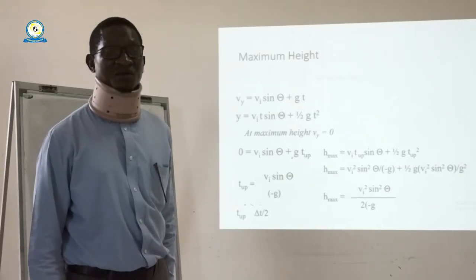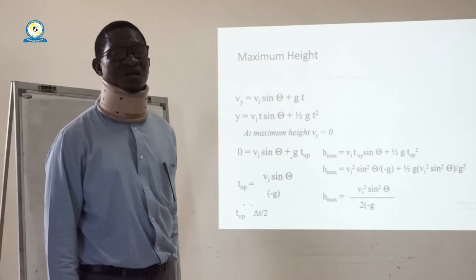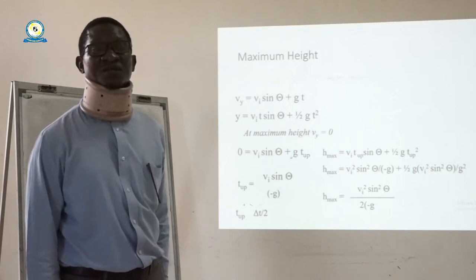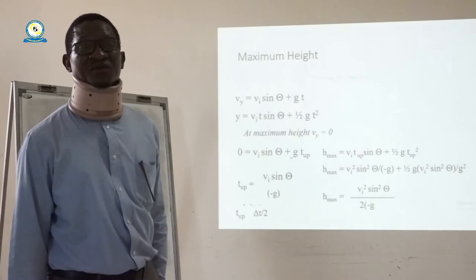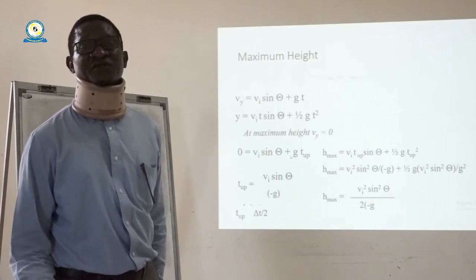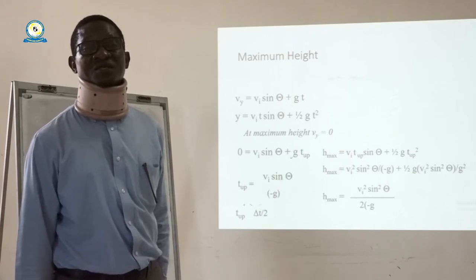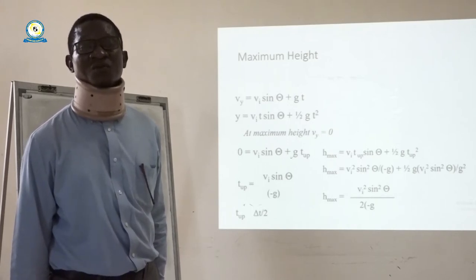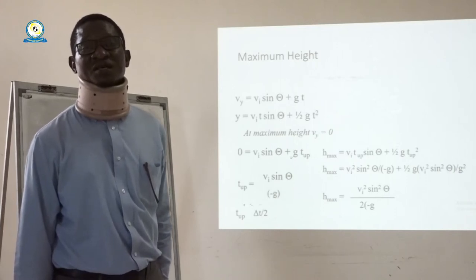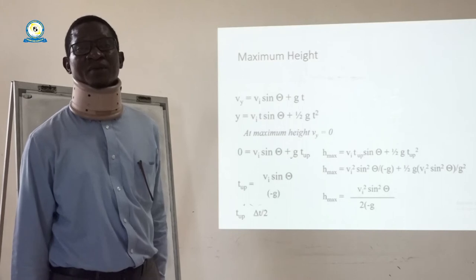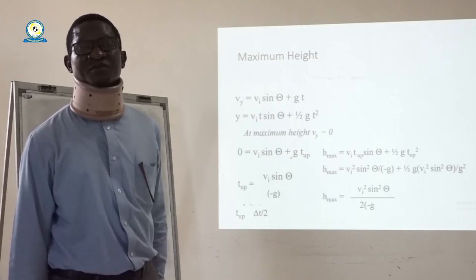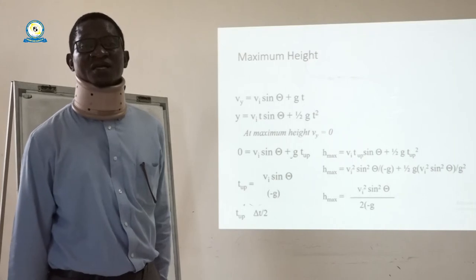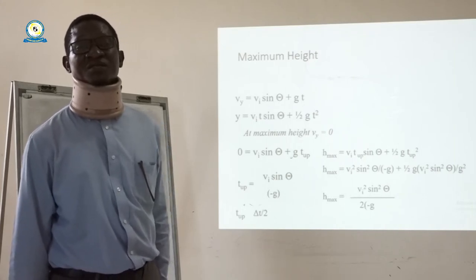Okay, maximum height for our trajectory. A ball projected upward with an angle. VY, the vertical direction of velocity, is equal to Vi sine theta plus g t. Y, the vertical displacement, is equal to Vi t sine theta plus half g t squared.